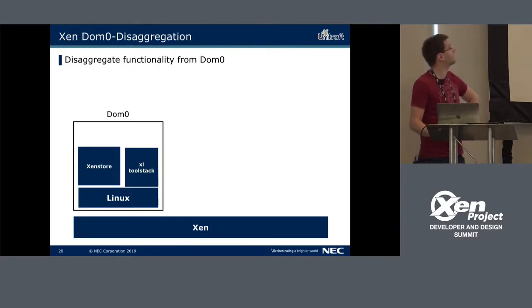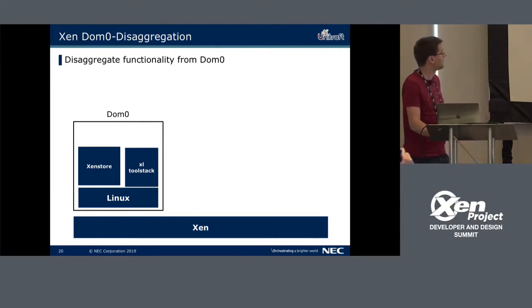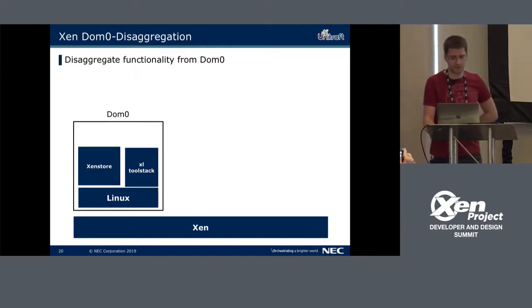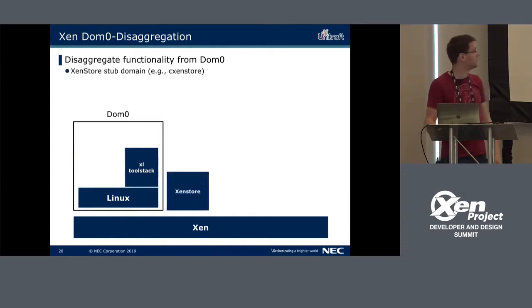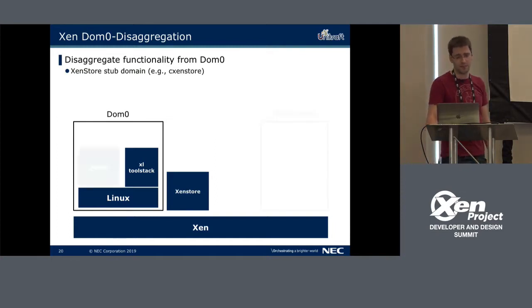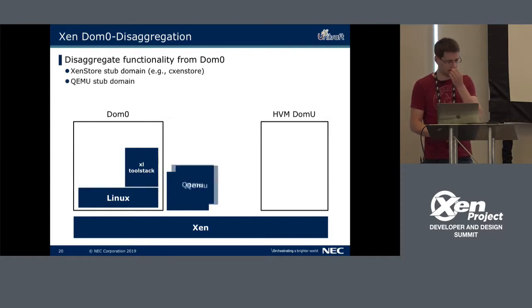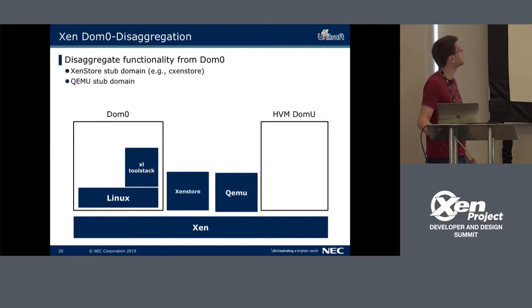Another area we are looking at is Dom0 disaggregation. We actually had a design session about that topic yesterday. So what we're doing here is this typical thing, for instance, taking out the Xenstore and running that as a stub domain with the unikernel directly on Xen and taking it out of Dom0. The typical QEMU deployment for HVM virtualization, we're also looking into getting that moved as a stub domain and taken out of Dom0.